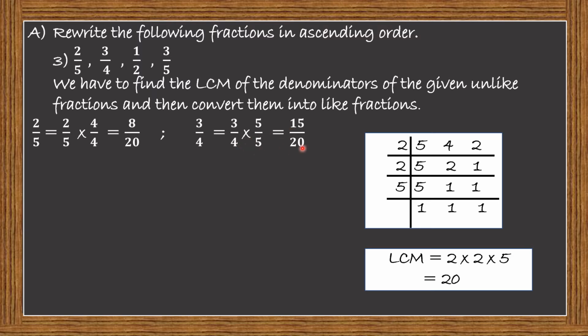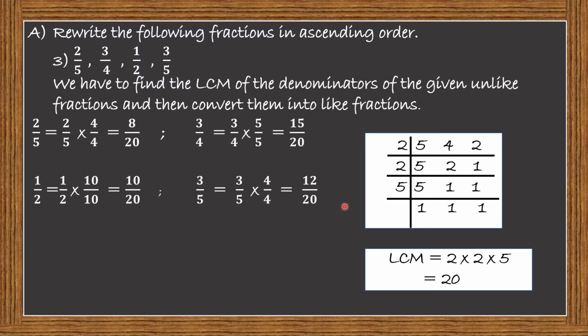4 5s are 20. Now let's take the next fraction 1 upon 2. To convert the fraction 1 upon 2 to the denominator 20, we have to multiply this fraction by 10 by 10. So 1 into 10 is 10, 2 into 10 is 20. Now the next fraction is 3 upon 5. To convert the denominator 5 to 20, multiply this 5 by 4. So we will multiply this fraction by 4 by 4. So it is 3 4s are 12 and 5 4s are 20.